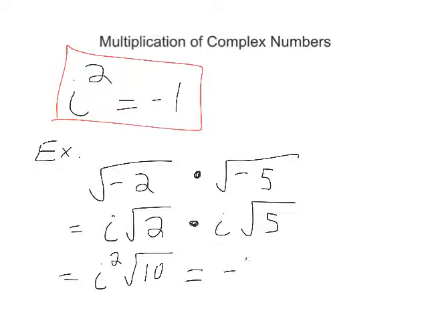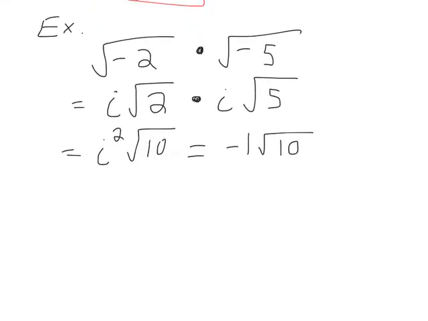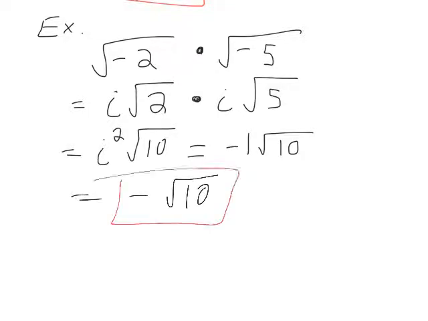That will give me a -1 in front of my square root of 10, which we can just write as negative square root of 10 for our answer. Okay, so that's just a real basic multiplication problem. Let's try something that's a little bit more complex.